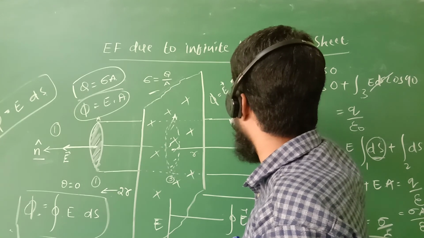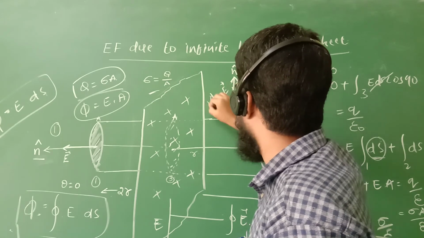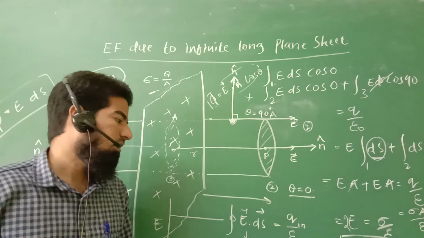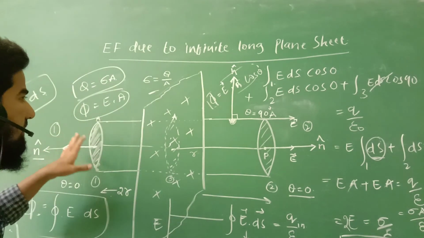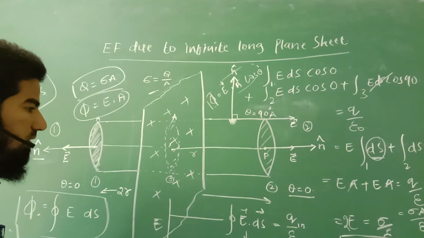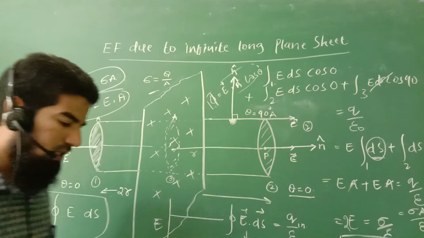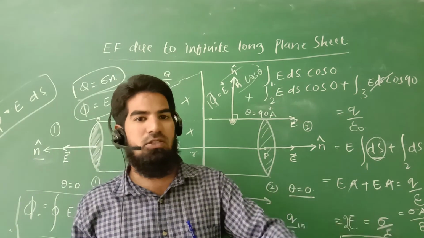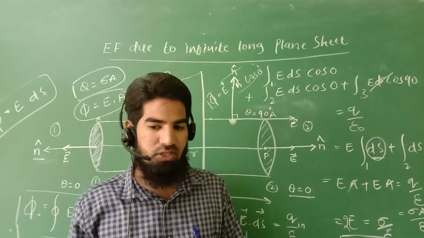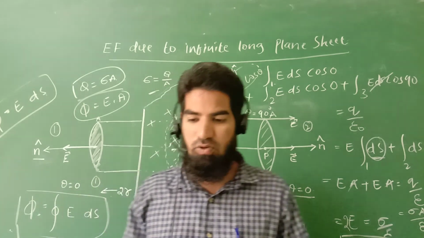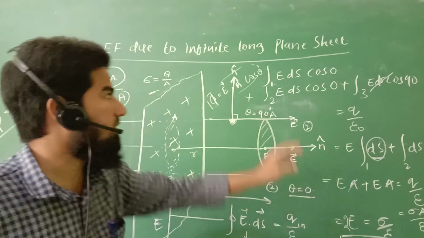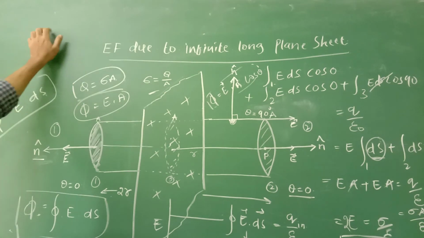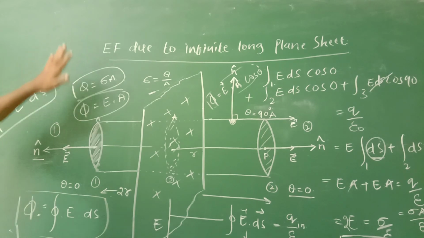Psi is equal to E A cos theta. This is another formula we get when considering the Gauss law. The Gauss law says that the total electric flux through a closed surface is 1 by epsilon naught times the total charge inside the closed surface. So this is about the Gauss law, and we have also solved the electric field due to an infinite long plane sheet. These are the two important concepts we discussed here.